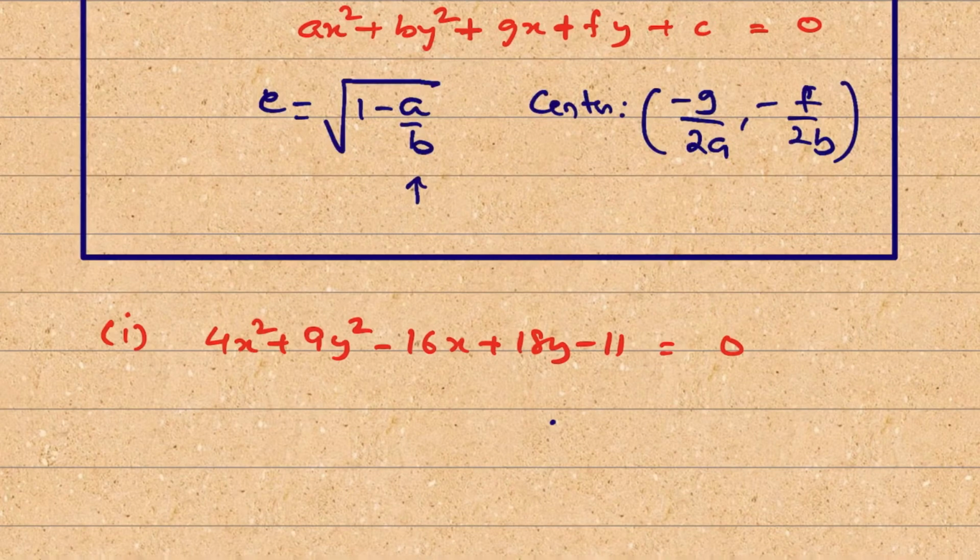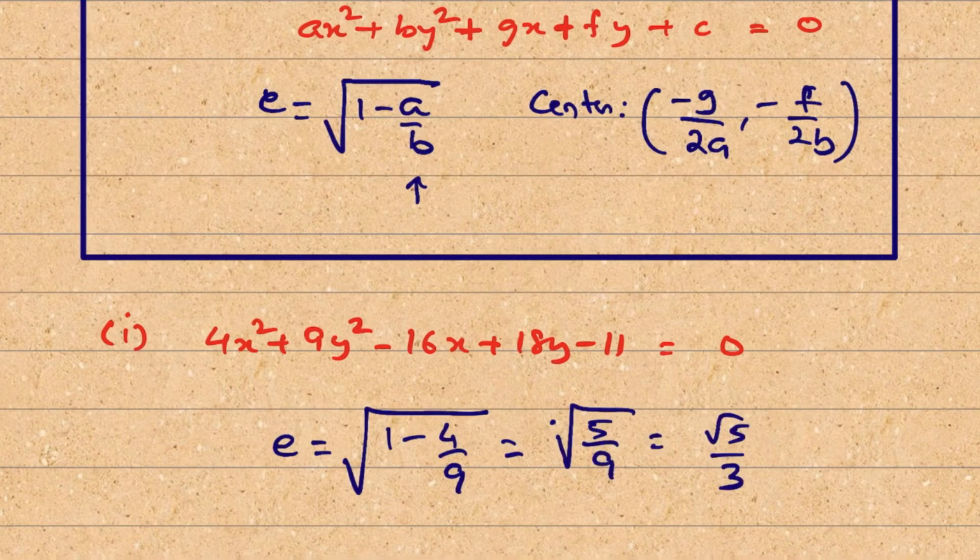So let's take an example. Here in this case, if I want to write eccentricity, that will be 1 minus 4 by 9, which will be equal to root 5 by 3. So straight away that is the answer.